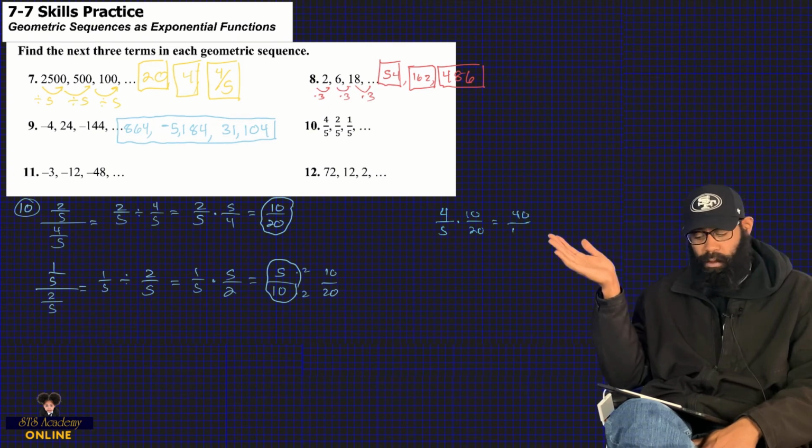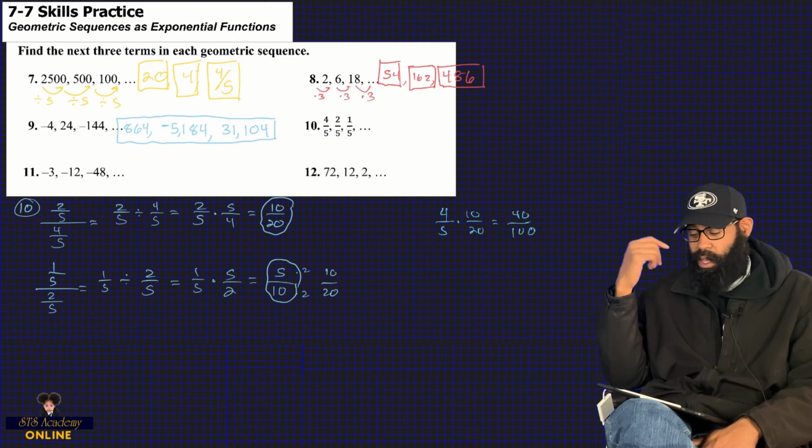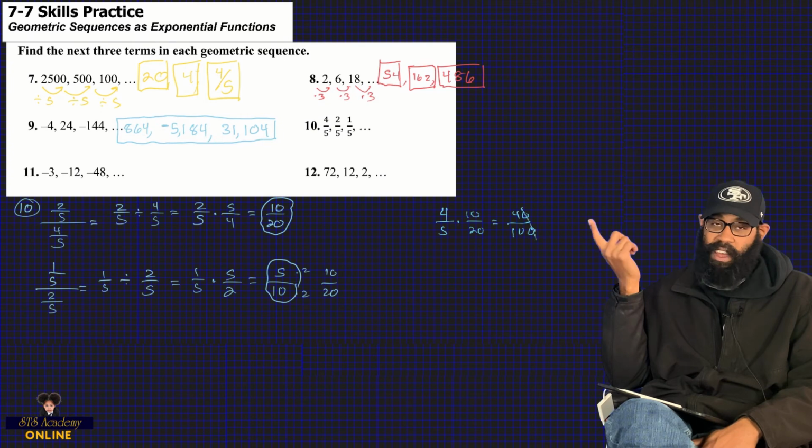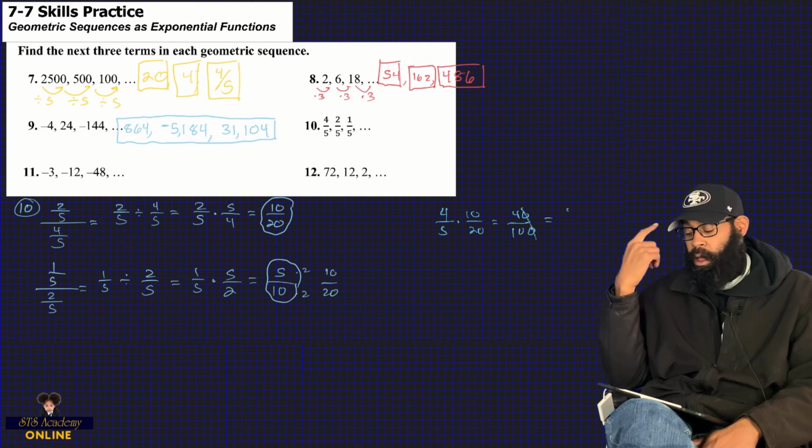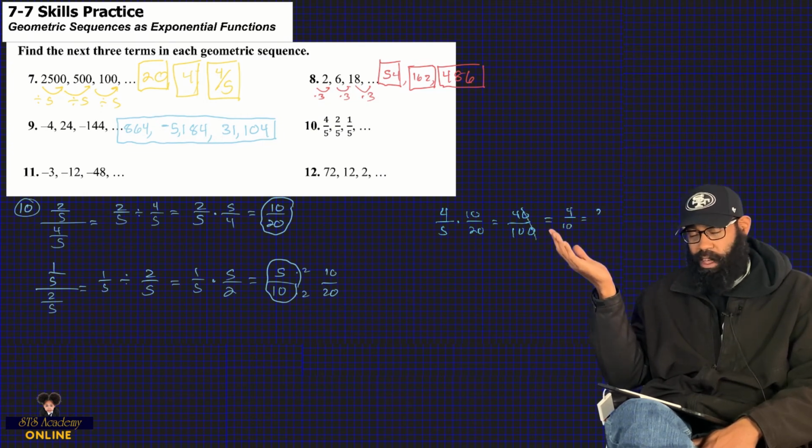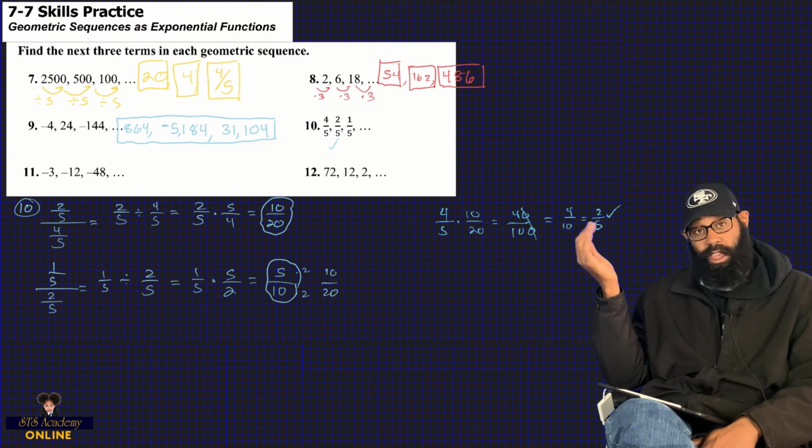times, and this is what I'm going to use. I'm going to use 10/20. I could simplify 10/20, but whatever. Boom. Do I get the next value? It's working. It's working. Let's do it again.